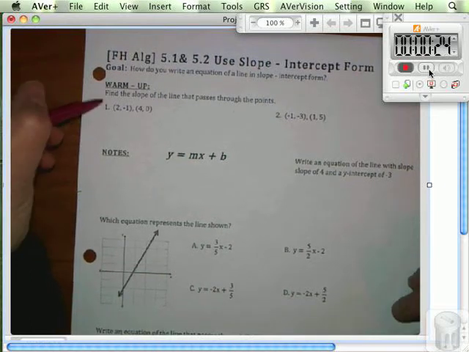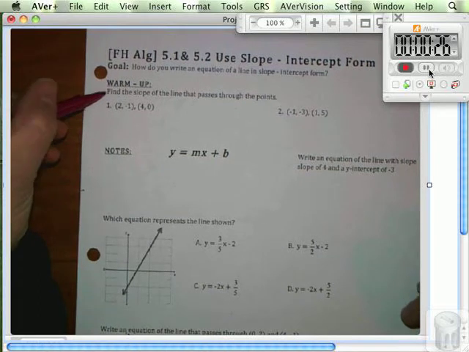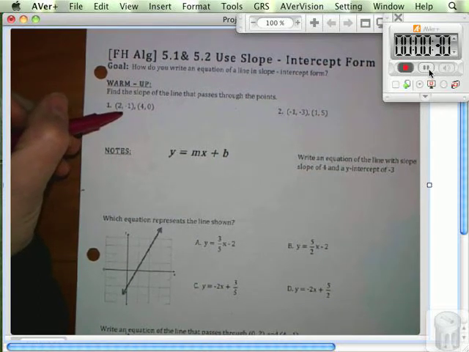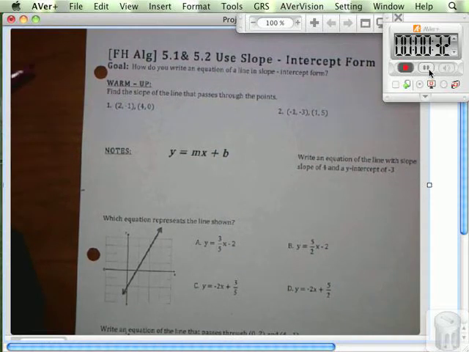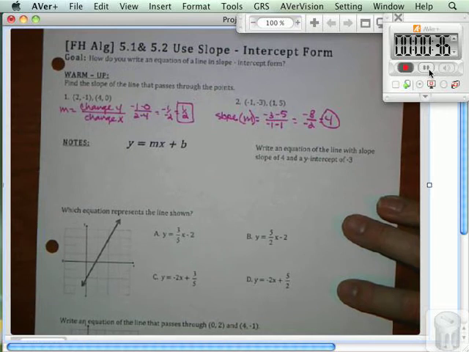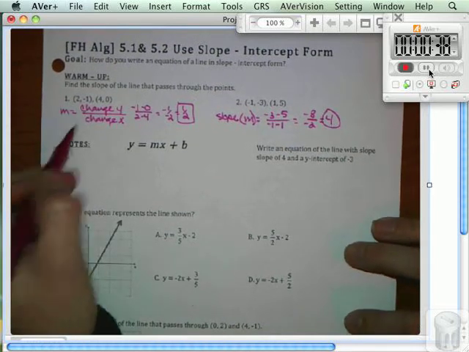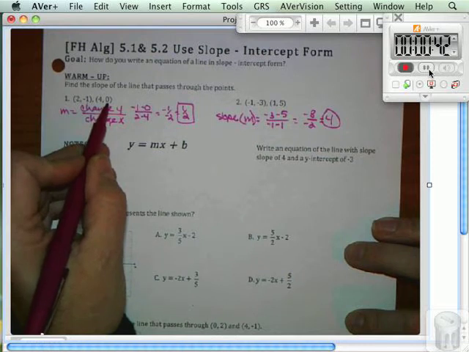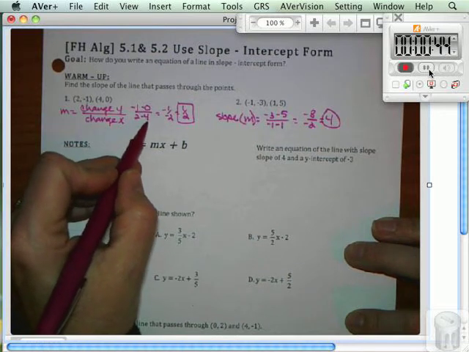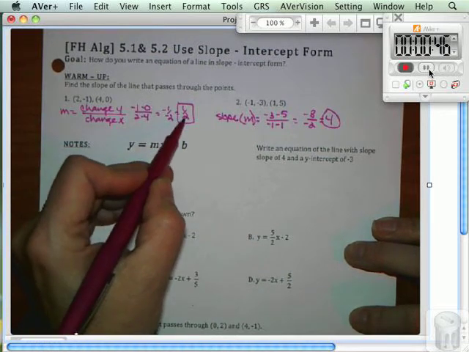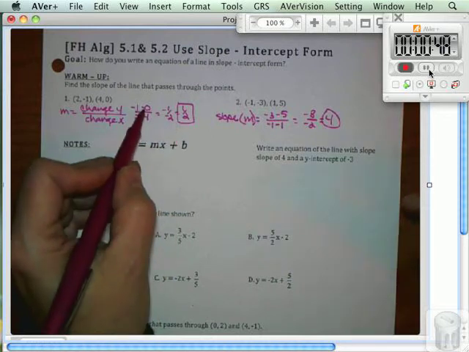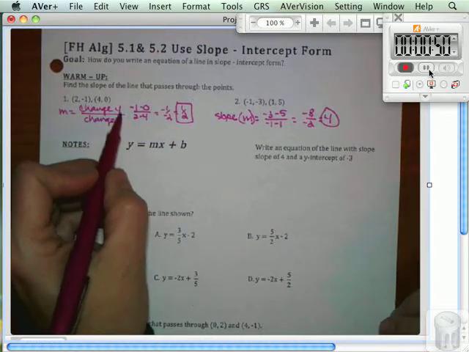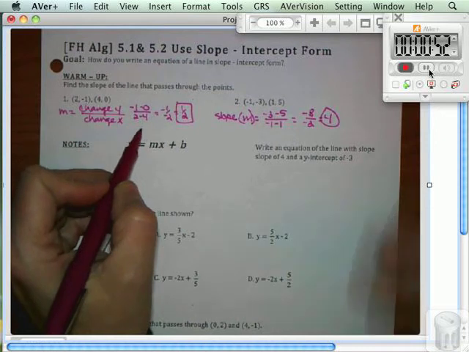Just as a reminder, take a minute, pause, and try to remember how to find slope when you have 2 points. If you tried it, hopefully this is what you got. Remember, slope is the change in y over the change in x. So you subtract the y's and divide by subtracting the x's, and you'd get positive 1/2. A common mistake is to put the x's on top. Be careful with that, because it's rise over run, and rise is the change in y.